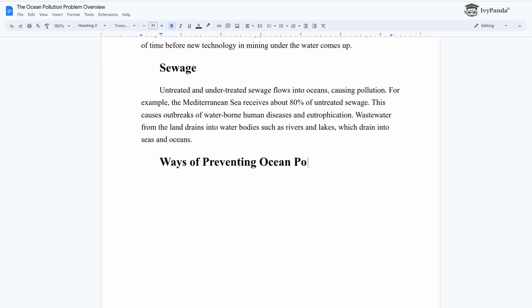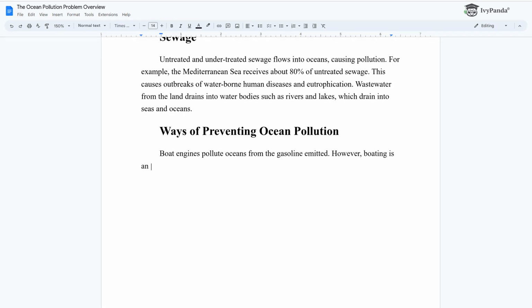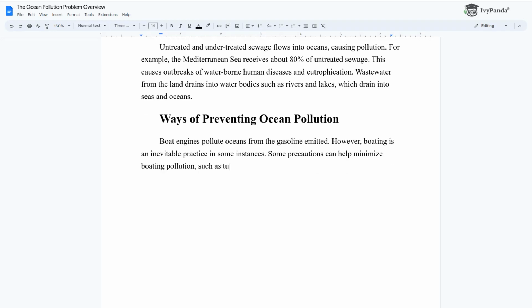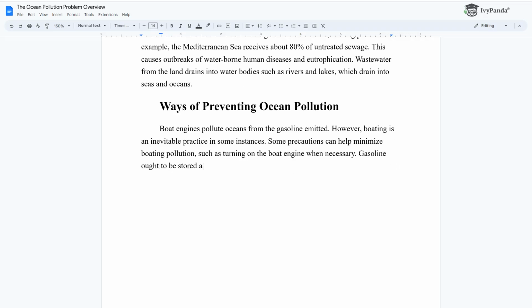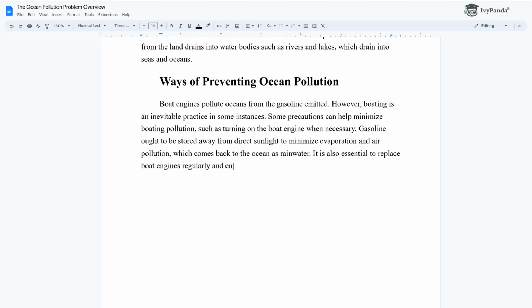Ways of preventing ocean pollution. Boat engines pollute oceans from the gasoline emitted. However, boating is an inevitable practice in some instances. Some precautions can help minimize boating pollution, such as turning on the boat engine when necessary. Gasoline ought to be stored away from direct sunlight to minimize evaporation and air pollution, which comes back to the ocean as rainwater. It is also essential to replace boat engines regularly and ensure that they are in good working condition.